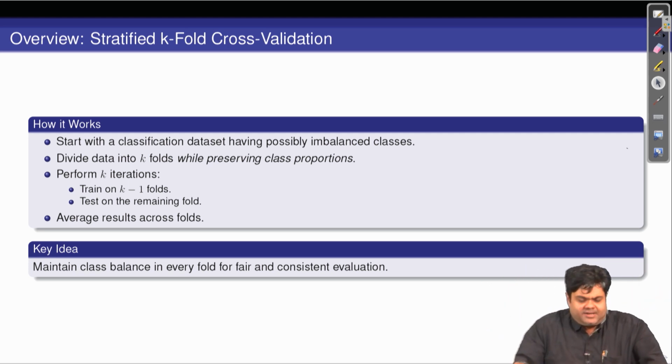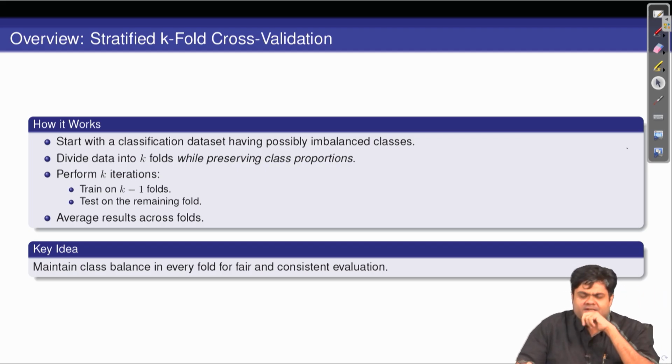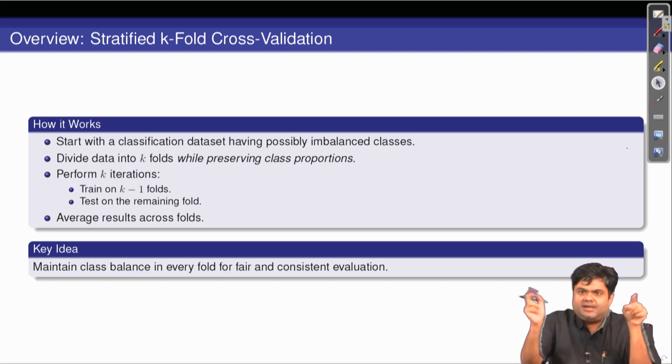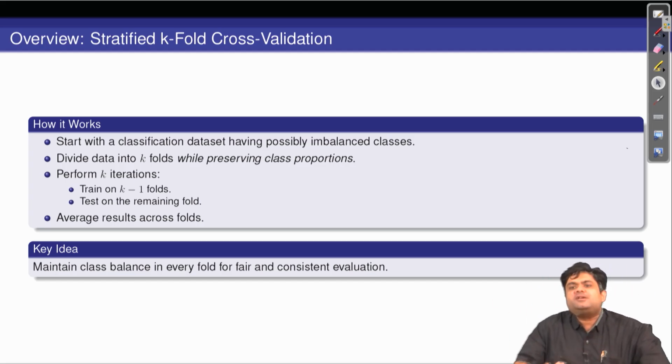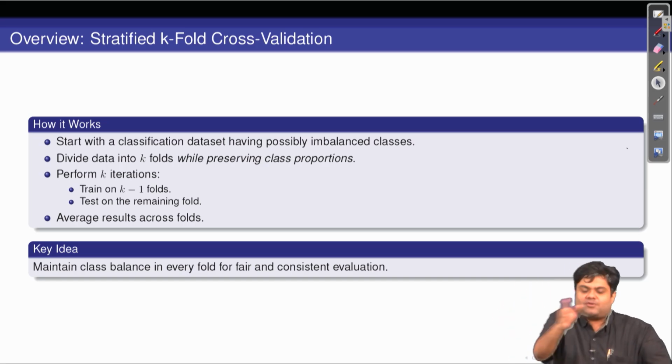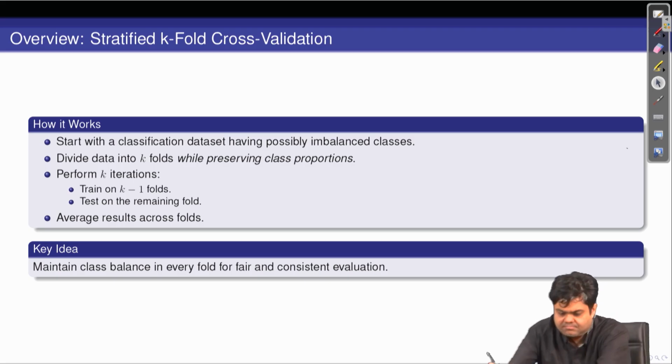So, perform k iterations, train on k minus 1 folds, test on the remaining fold, and average the result across the folds. This is exactly the same as k-fold cross validation. The only difference is that you have to maintain that imbalance. So, if there is heterogeneity in the original sample, maintain that heterogeneity in each of the blocks, so that each becomes a fair representative of the original sample.